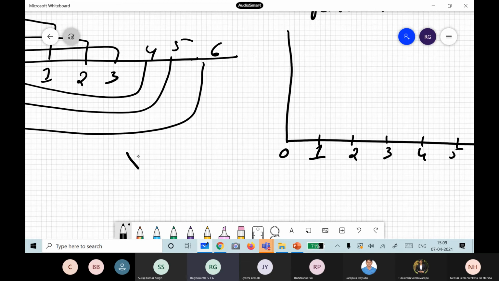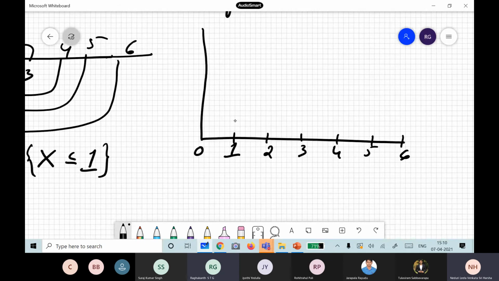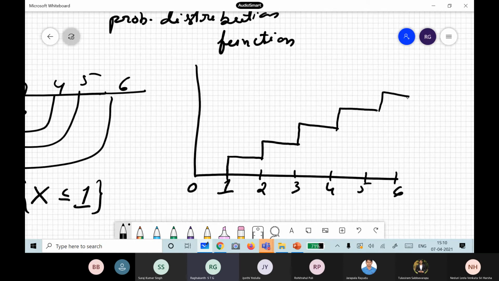And now x less than or equal to 1. What happens? 1 by 6. Probability is 1 by 6. So suddenly you follow it, 1 by 6. Then 2 remains constant, then one more 1 by 6. Then 2 by 6, you followed, right? 3 by 6, 4 by 6, 5 by 6. And finally everything has to collapse to 1. Okay, so like this it happens actually. So this is the probability distribution function for the die throwing problem kind of a thing.